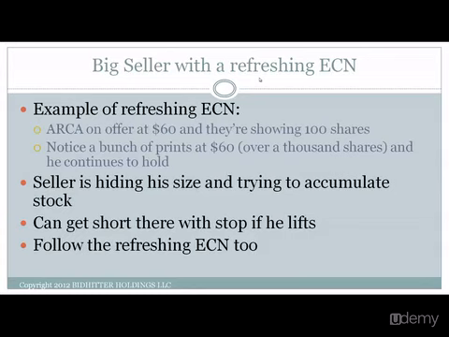Another example, say ARCA's on the offer at 60 and they're showing 100 shares, but you notice a bunch of prints at 60, green prints on the offer, and it continues to hold. That means the seller is hiding his size and is trying to accumulate stock. You can get short there with a stop if he lifts, and you should follow the refreshing ECN as well. So you should follow ARCA in this example.